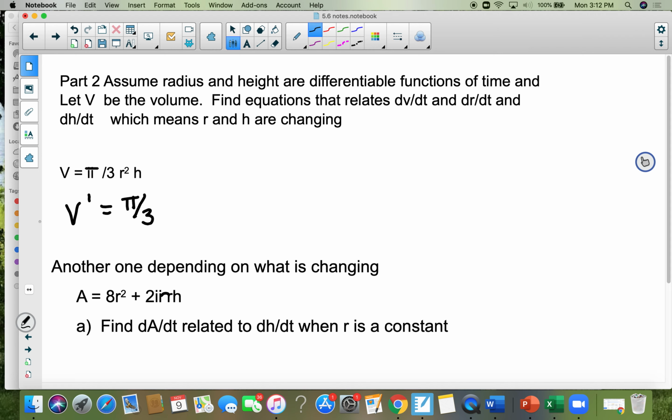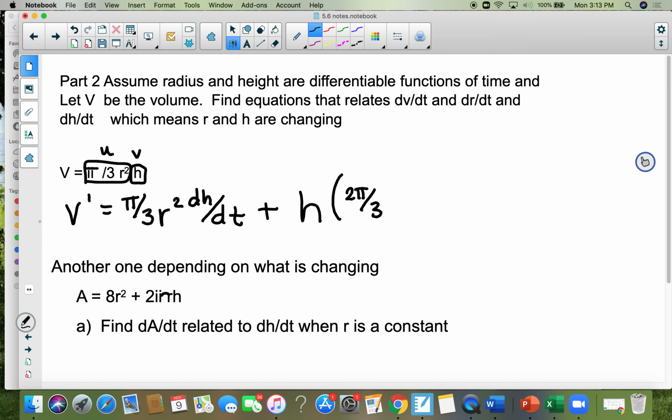pi over 3. You could treat this as, if they're both changing, this is u and this is v. So I'm going to use the product rule. So I'm going to say u times the derivative of h, and the derivative of h is 1 dh dt, plus v, which is h, times the derivative of pi over 3, which is 2 pi over 3, r dr dt. Okay, the next part.